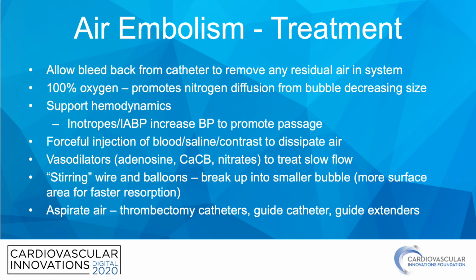Treatment of air embolism starts with making sure that any residual air in the system is removed. The patient should be given 100% oxygen, which promotes nitrogen diffusion from the bubble to decrease its size. You should support hemodynamics with inotropes or intra-aortic balloon pump, which can increase blood pressure to promote air passage. Forceful injection of blood, saline, or contrast can be used to dissipate the air. Vasodilators can be given if there is slow reflow. Stirring of the bubble to break it up into smaller bubbles can be done, which leads to faster resorption. And finally, aspirating the air with a thrombectomy catheter or guide extender can be done.